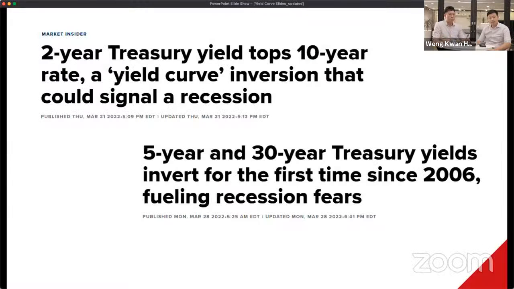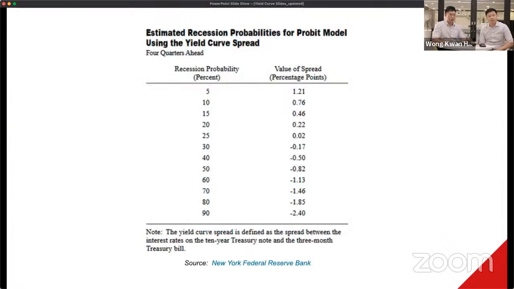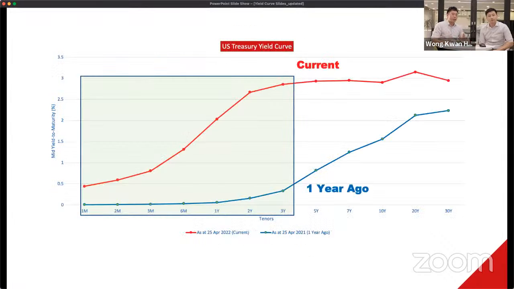I think instead of just talking blank, maybe we can show you some slides to visualize what we just talked about. Let me share the slide. So these are the headlines that we have been seeing throughout the month. This is the yield curve inversion, like I mentioned, and it could actually signal a recession. You can see the US Treasury yield curve comparing the current curve and the curve 1 year ago. Let us focus on the blue curve, which is the curve 1 year ago.